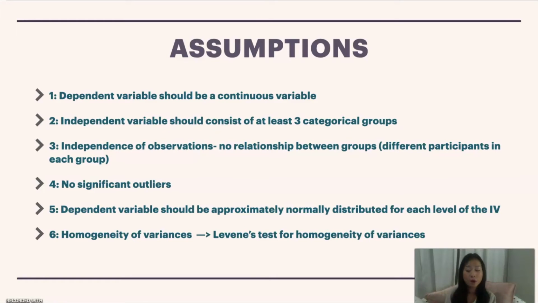And then we also want to make sure that there's a homogeneity of variances. So this can be tested with Levene's test in SPSS. This just means that the spread, that curve, is similar for each group, as in there's not one group that is extremely narrow and another group that is extremely wide.